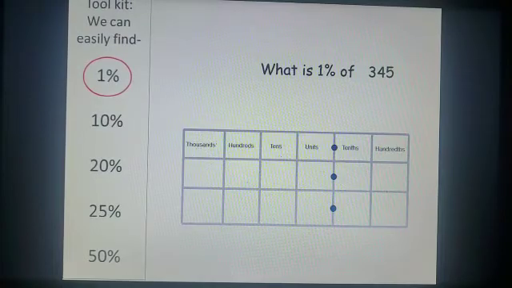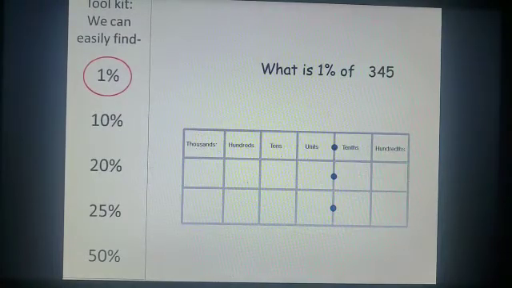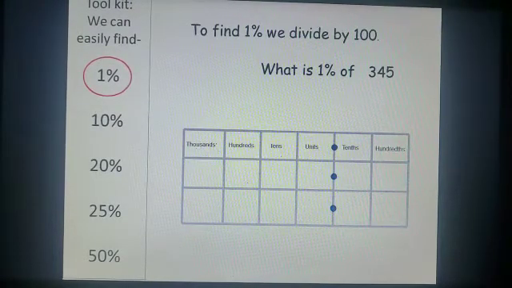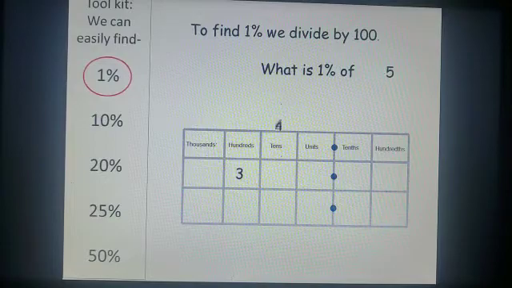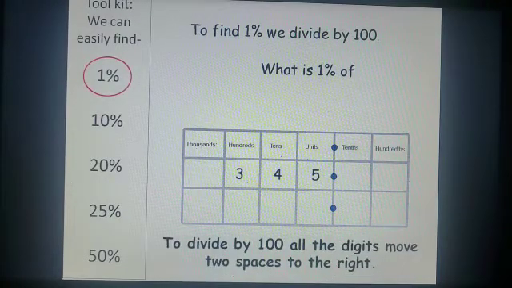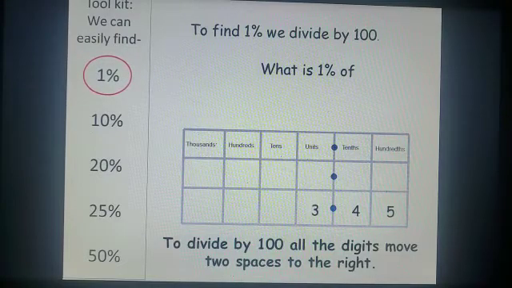Again, 1% is using a known strategy that we already know. And to find 1%, we need to divide by 100. Again, we put our digits in our place value columns and we're going to move them 2 spaces to the right. One percent of 345 is 3.45.